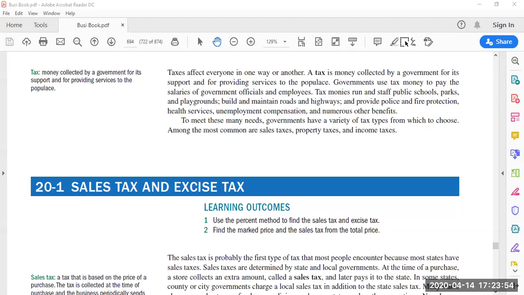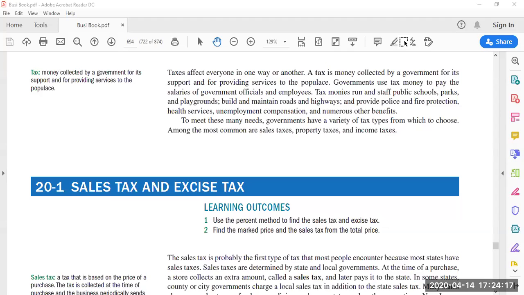Sales tax and excise tax. In this unit, we will be discussing using the percentage method to find the sales tax and the excise tax, and how to find market price and the sales tax from the total price. But before we begin those discussions, let's first look at what is tax.